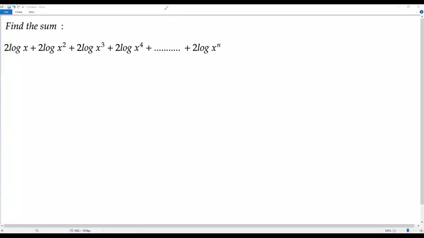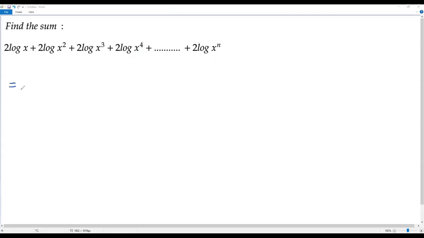Here we have an honors Algebra 2 math problem. Okay, let's go over here. Find the sum: 2 times log x, plus 2 times log x squared, plus 2 times log x to the third power, plus 2 times log x to the fourth power, and it keeps going up to 2 times log x to the nth power.